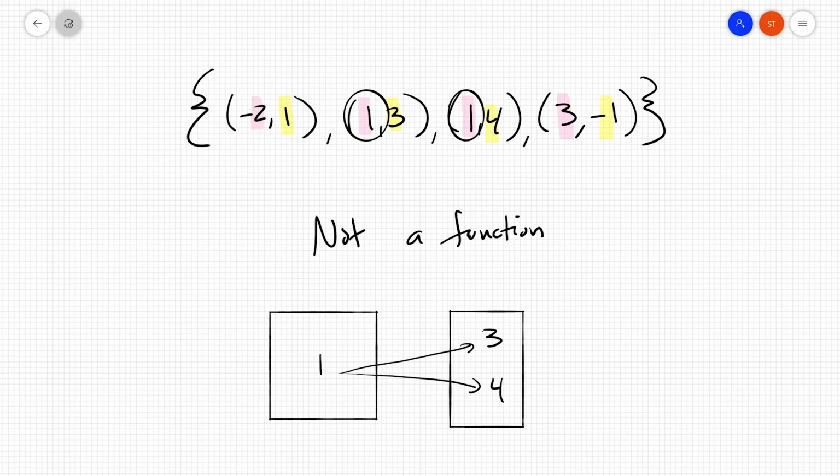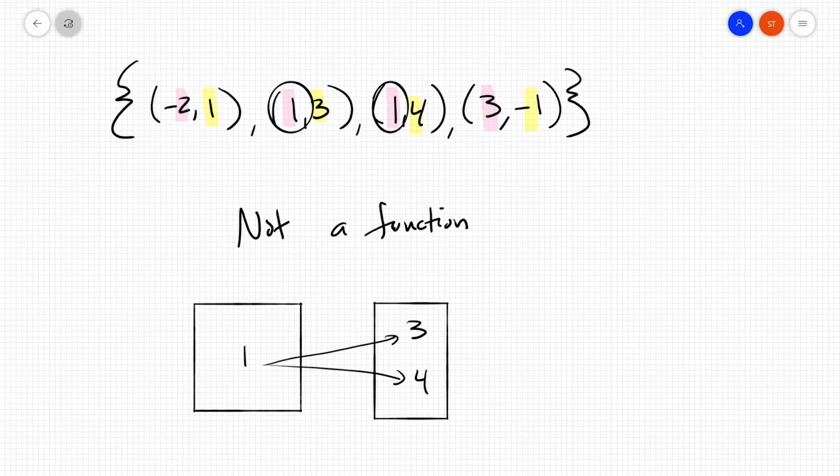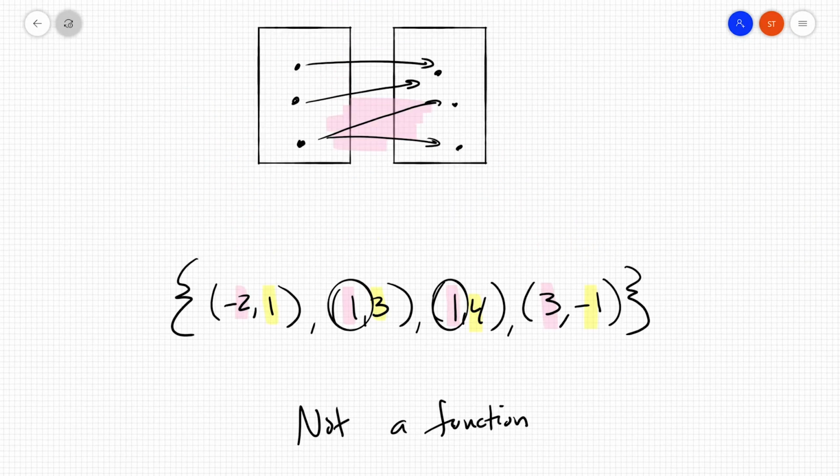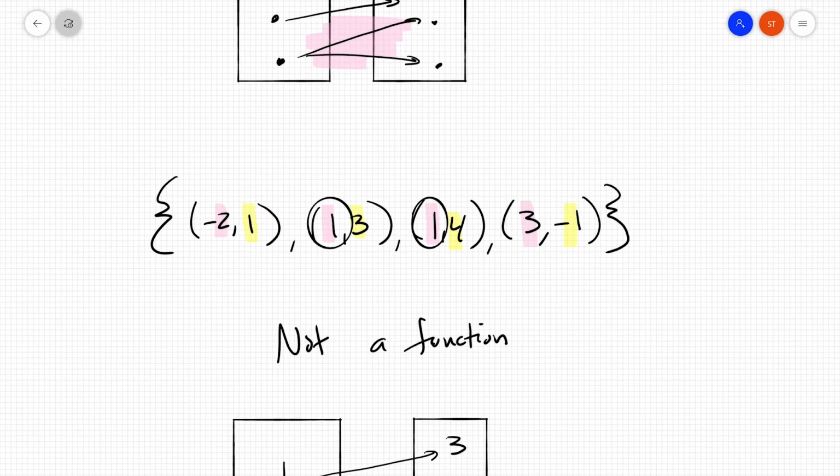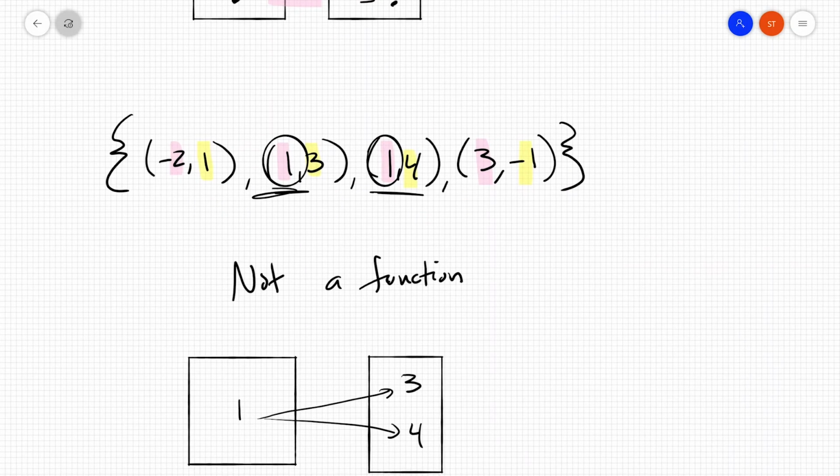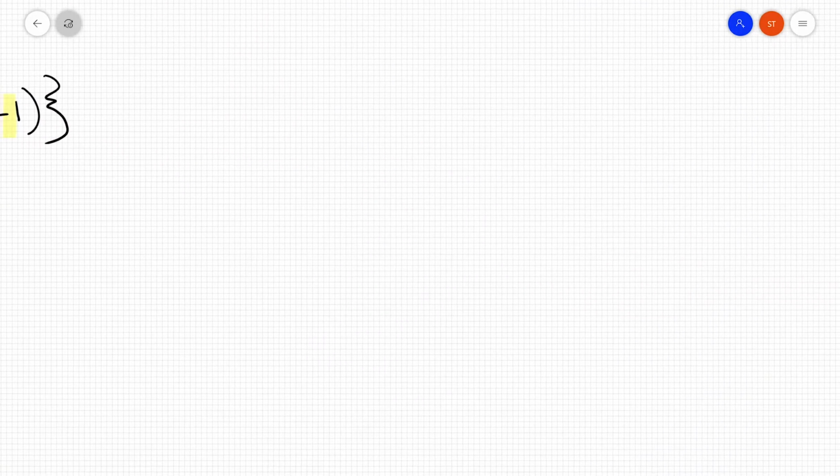So this is not a function. Not quite as easy to recognize visually, maybe, as just a blatant two-headed arrow sitting there, but it's the exact same idea. This would make a two-headed arrow if we were drawing a map. Let's look at this other example.